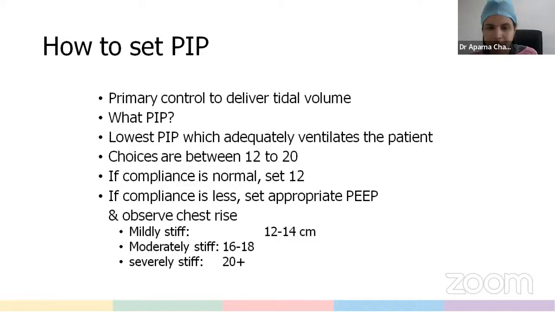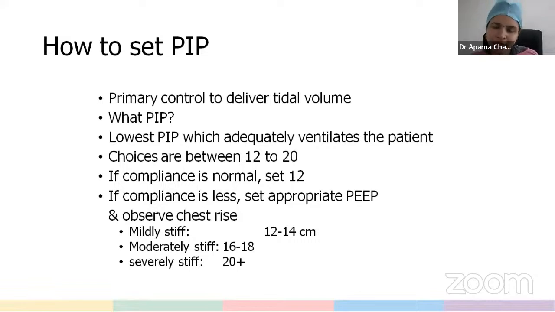Assess the tidal volume. We try to achieve a tidal volume of at least 5 ml per kg in a ventilated baby. If the tidal volume delivered is lesser than this, then we'll have to increase the PIP, of course, up to 24 to 25 centimeters, above which we may have to think of high frequency oscillation.